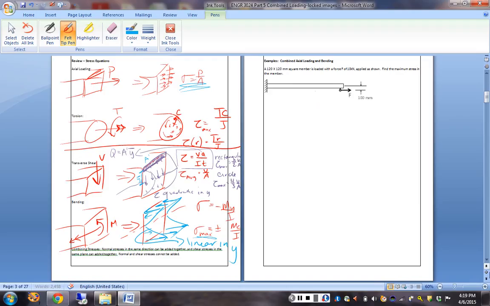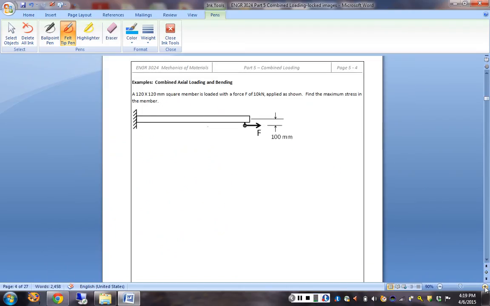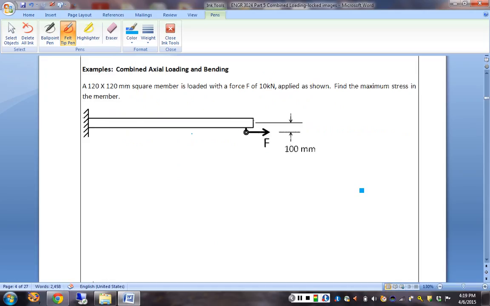So how do we do problems like this? Example starts out with this guy. We have a square cross section, 120 millimeters square member loaded with a force of 10 kilonewtons. Find the maximum stress in this thing. So this thing has an eye bolt connected to the bottom that we've lashed a rope onto, and we're actually pulling on the eye bolt. So it's an off-center applied load.